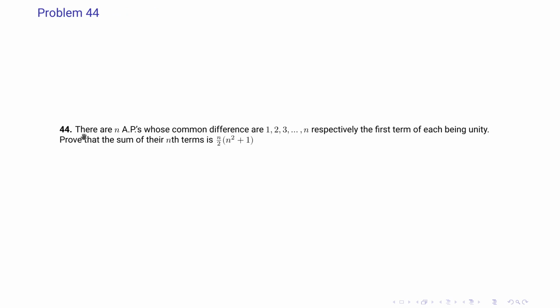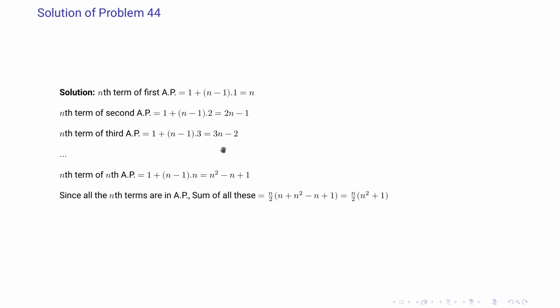Problem number 44 says that there are n arithmetic progressions whose common differences are 1, 2, 3 up to n, respectively, the first term of each being unity. Prove that the sum of their nth terms is n by 2 into (n square plus 1).